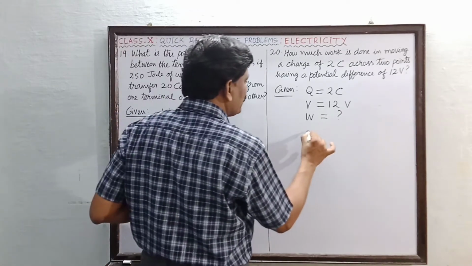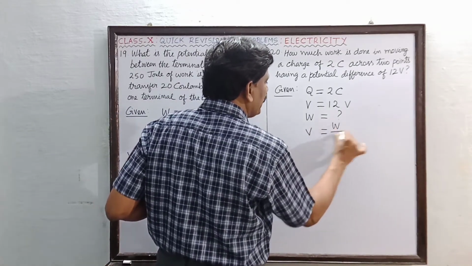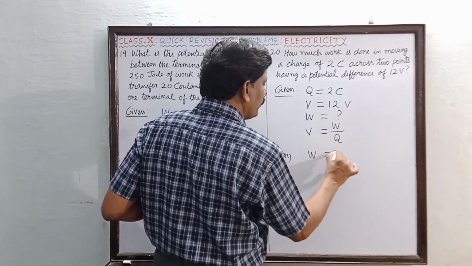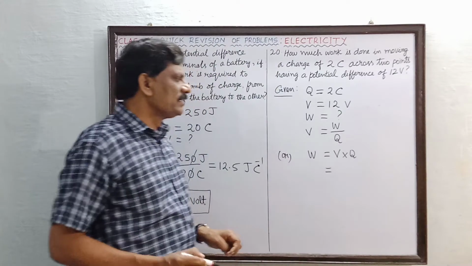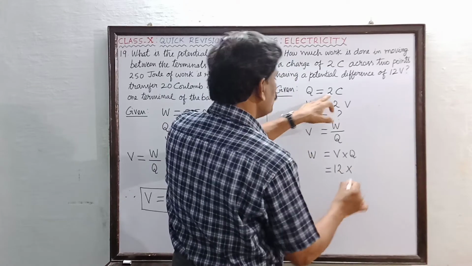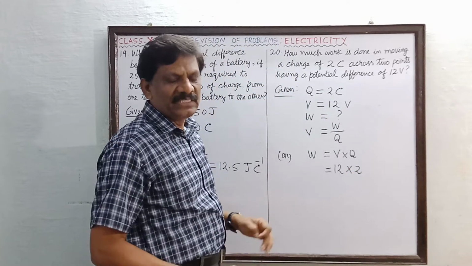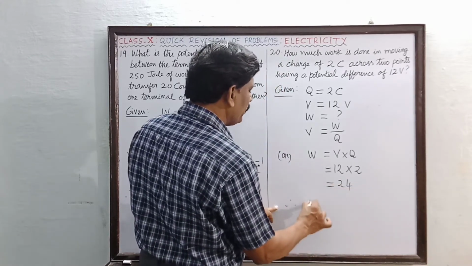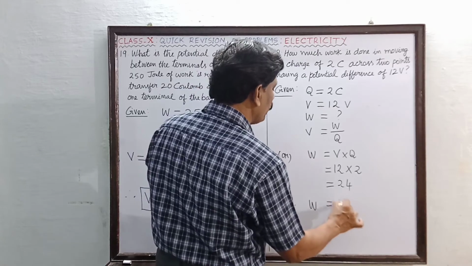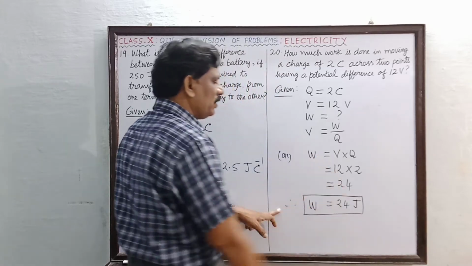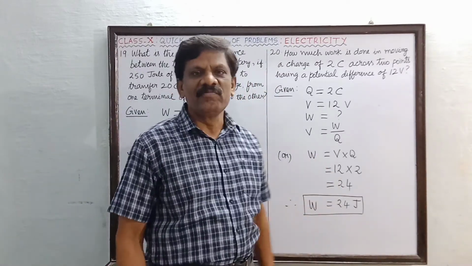The potential difference V is equal to work done per unit charge, or work done is equal to potential difference into quantity of charge, and this is now the product of 12 and 2. So simple multiplication, 12 2s are 24. Therefore, W is equal to 24, and the unit is joule here. So work done is 24 joule.